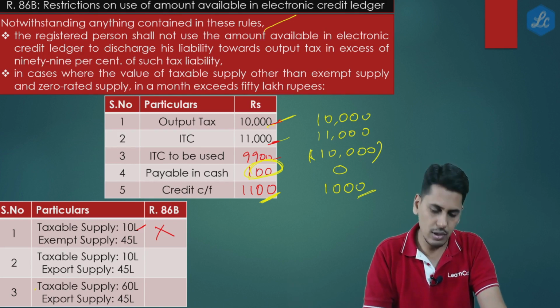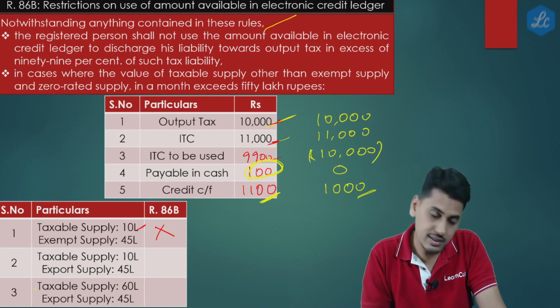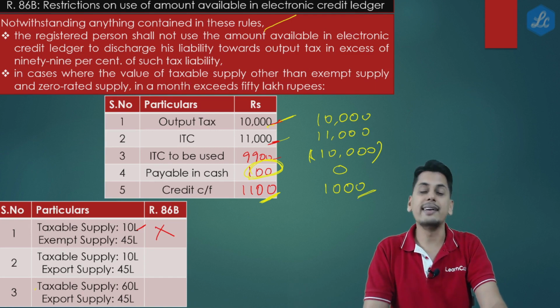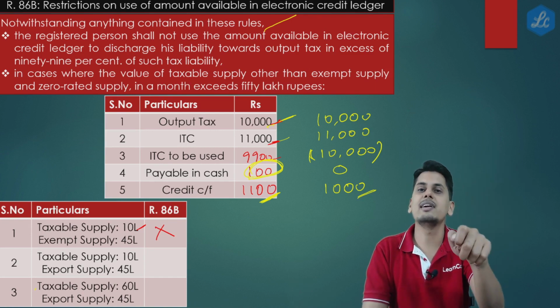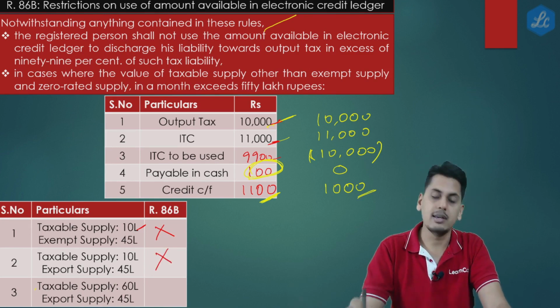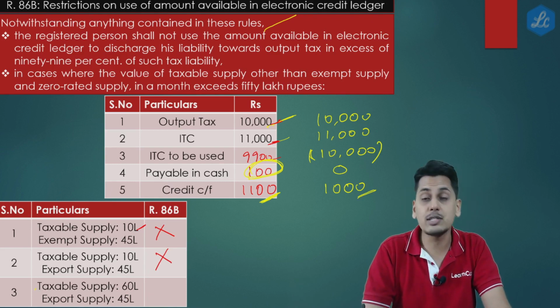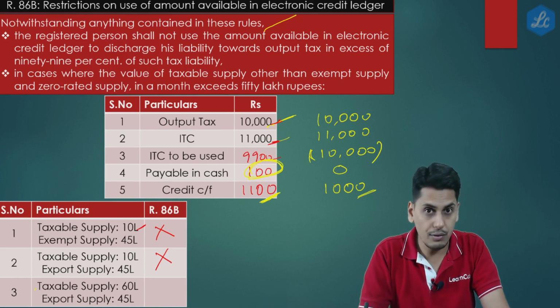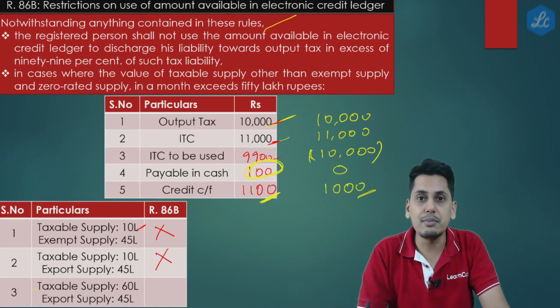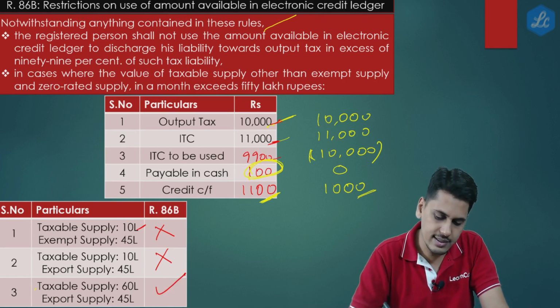Let's say in case number 2, taxable supply is 10 lakhs, export supply is 45 lakhs. Friends, please concentrate. For the purpose of threshold, it is taxable supply other than exempt supply and zero rated supply. Only if it is exceeding 50 lakhs, 86B is applicable. So here also 86B is not applicable. Now friends, your taxable supply is 60 lakhs and export supply is 45 lakhs. So now friends, your taxable supply other than exempt supply and zero rated supply, does it exceed 50 lakh rupees? The answer is yes. So therefore 86B is applicable.